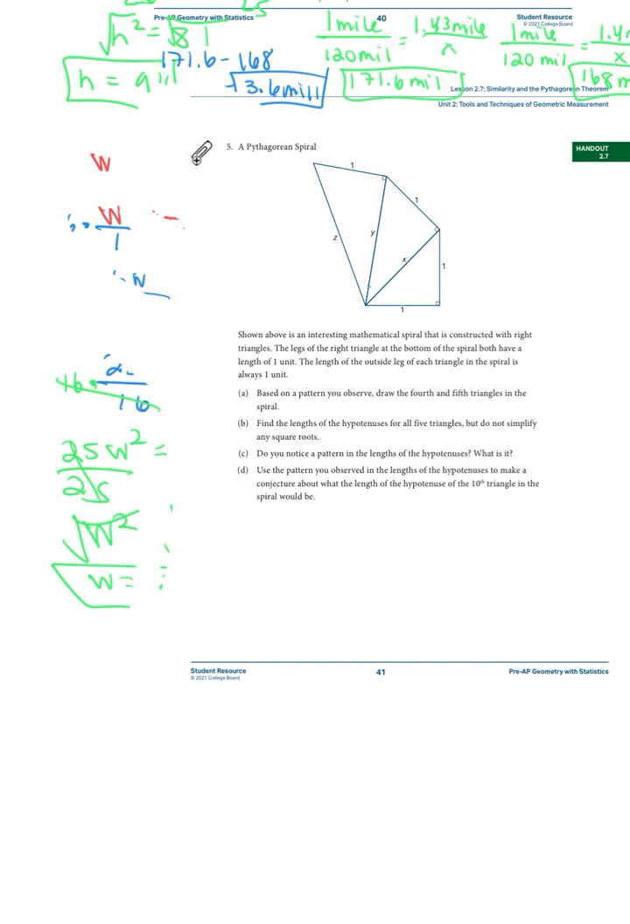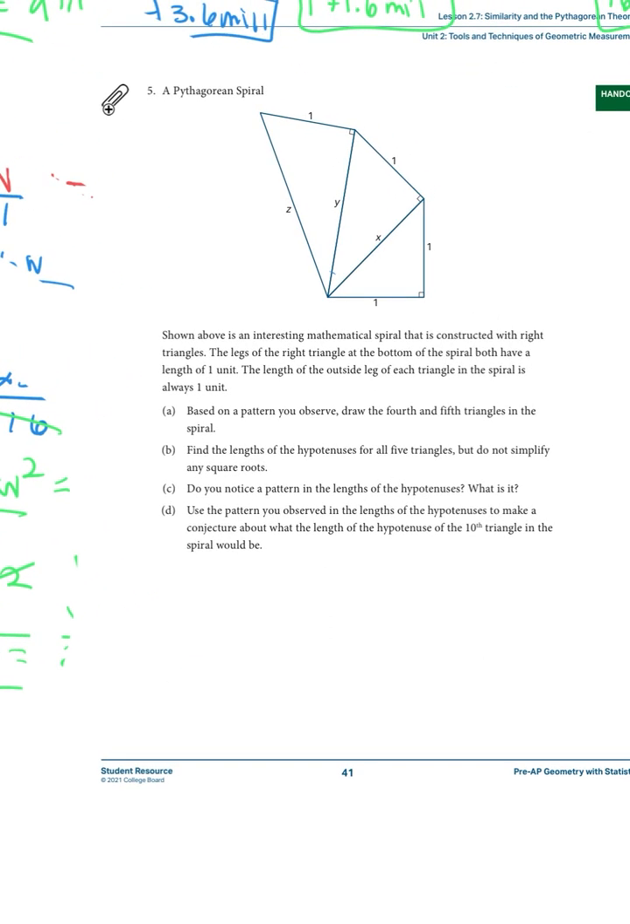She's so loud. Okay. Shown above is an interesting mathematical spiral that is constructed with right triangles. The legs of the right triangle at the bottom of the spiral both have a length of 1 unit. The length of the outside leg of each triangle in the spiral is always 1 unit. Based on the pattern you observe, draw the 4th and 5th triangles in the spiral.